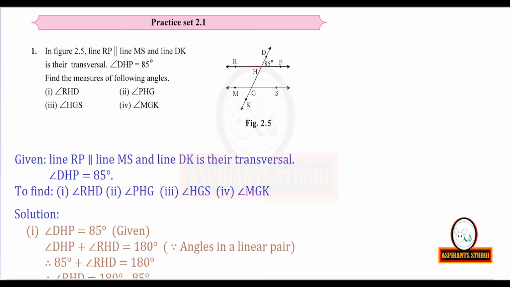In this figure, line RP is parallel to line MS and line DK is their transversal. Measure of angle DHP is given to be 85 degrees. You have to find the measures of the following angles: angle RHG, angle PHG, angle HGS, and angle MGK.